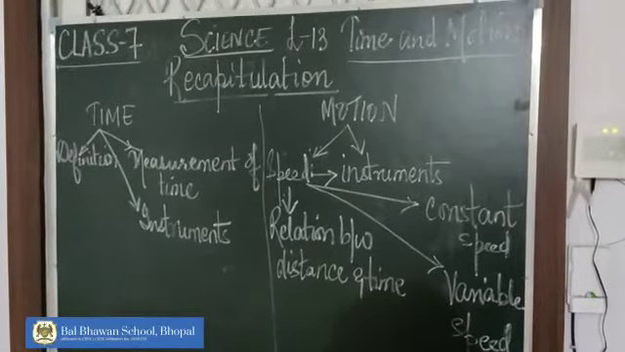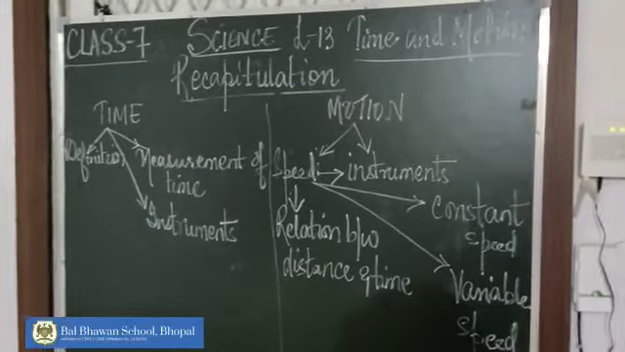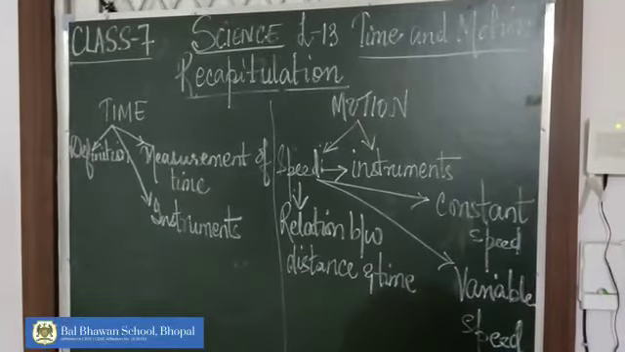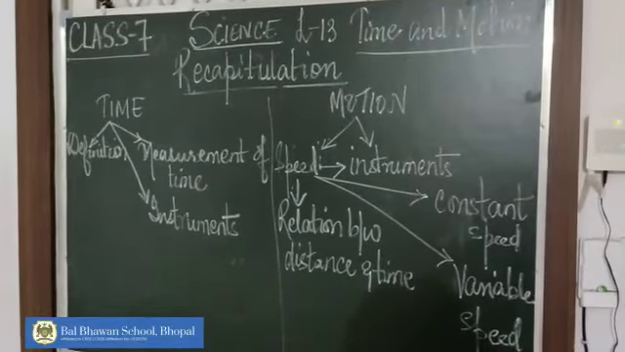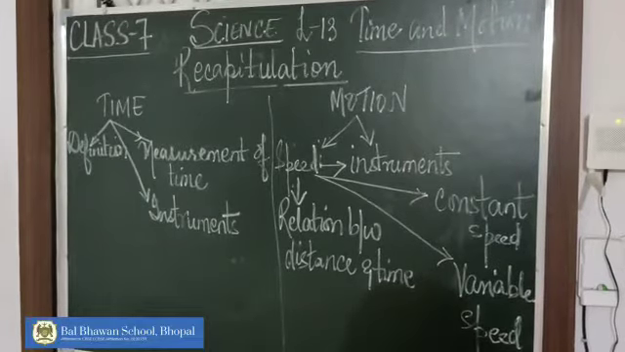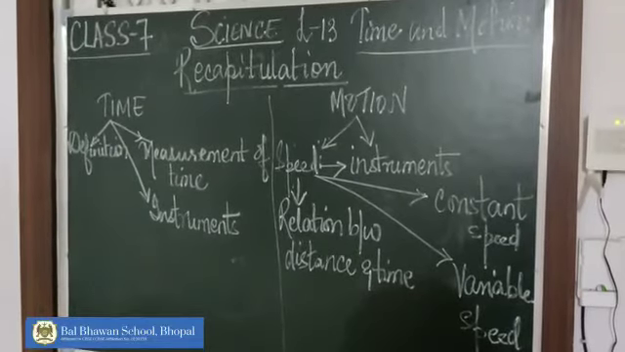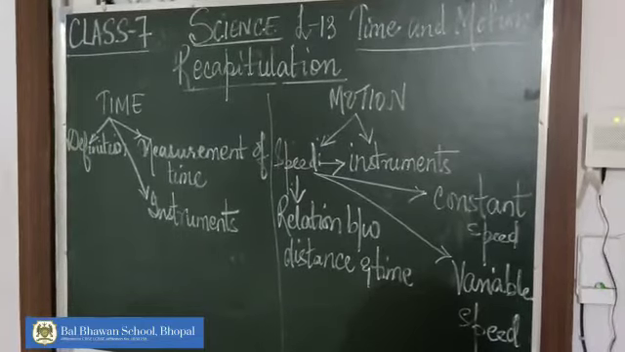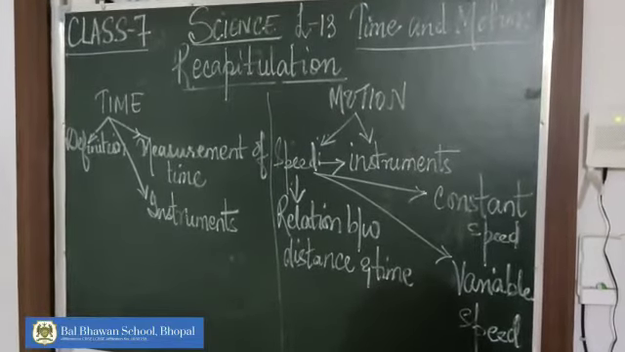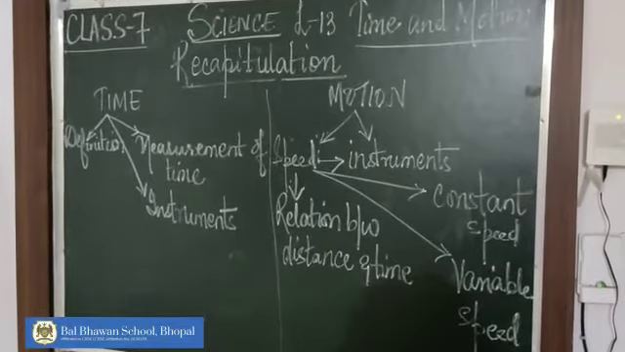Children, today we are going to recapitulate lesson number 13, Time and Motion. As you all are already aware, what is time? We have already done the definition of time, that time is the gap between two successive events. Also, in this topic, we have learned how time is measured, or what is the criteria for measuring the time. In this, we learned about the periodic motion, or you can say the periodic events which take place at regular intervals of time.